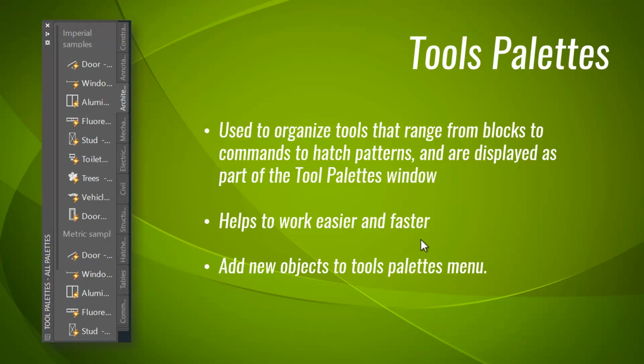Tools palettes. Tools palettes are used to organize the tools that range from blocks to commands or to hatch patterns and will be displayed as a part of a window. This will help you to easily access the predefined tools or blocks and bring them over to your drawing. There are a lot of predefined blocks available in AutoCAD. This will help you to work easier and much faster. Now let's see the tools palettes in AutoCAD.